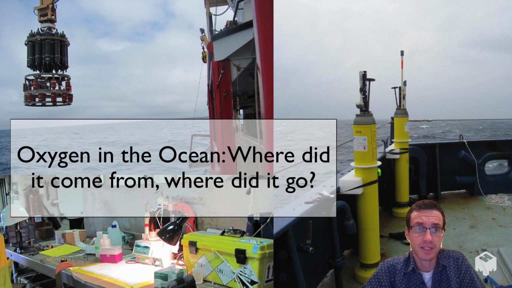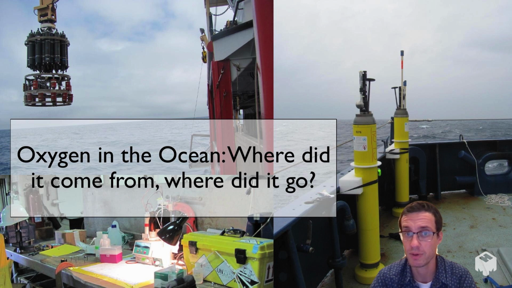In the upper left here, those bottles are Niskin bottles. Those are used to take water samples in the ocean, and we can measure that oxygen using titrator setups like we have in the lower left. That historically has been how we measure all the oxygen in the ocean.